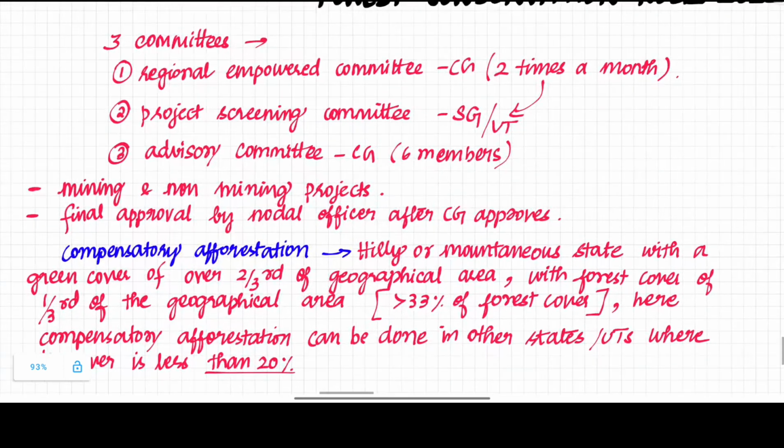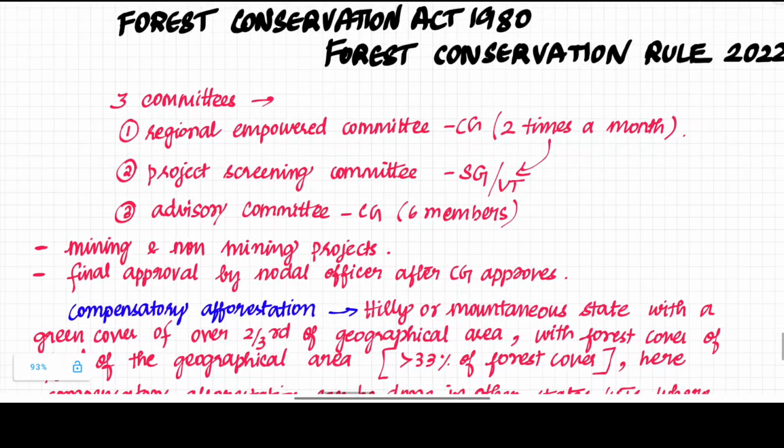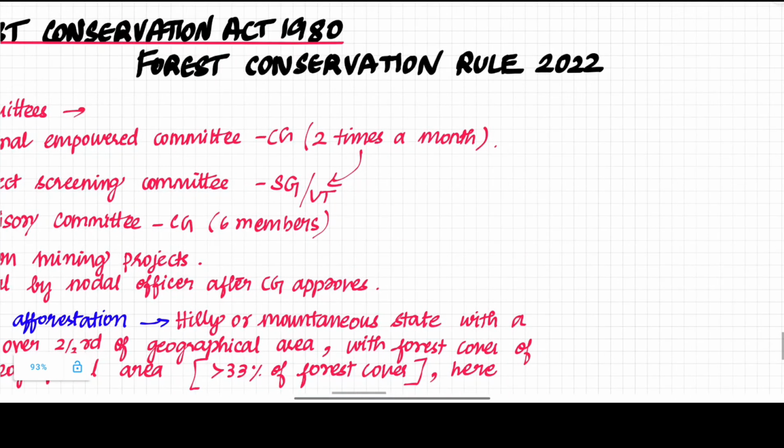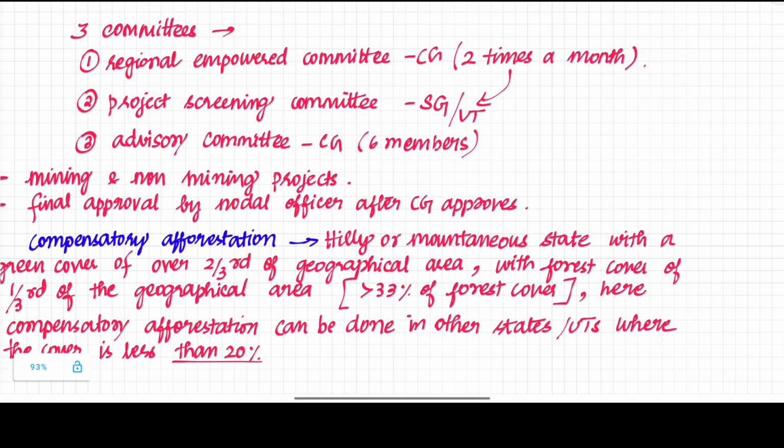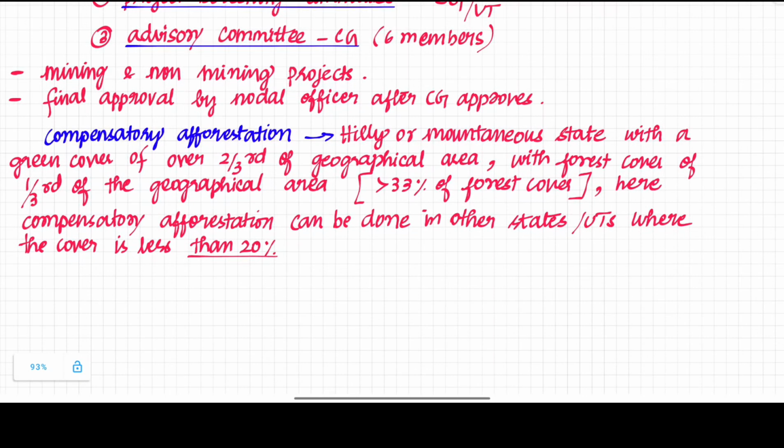This is what the amendments say. Based on this act, we have a rule, the Forest Conservation Rule. This rule speaks about three committees, not a 3-member committee, I'm sorry. The first is the regional empowered committee, the project screening committee, and the forest advisory committee. Now, for mining and non-mining projects, the final approval is by the nodal officer, only after the central government approves it.